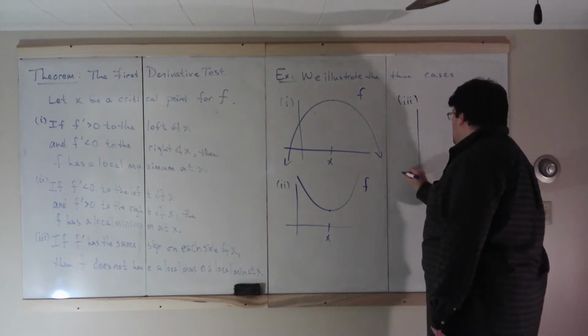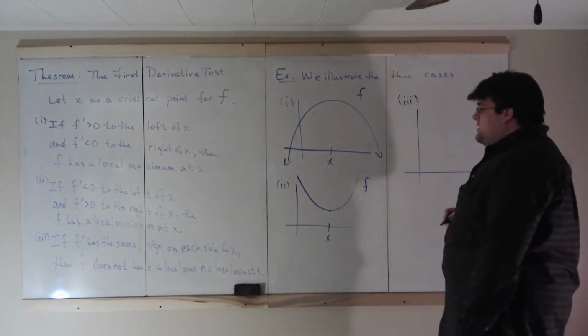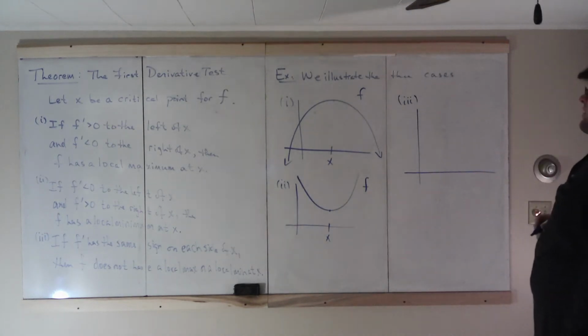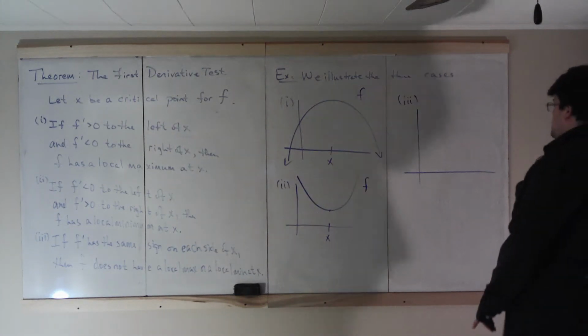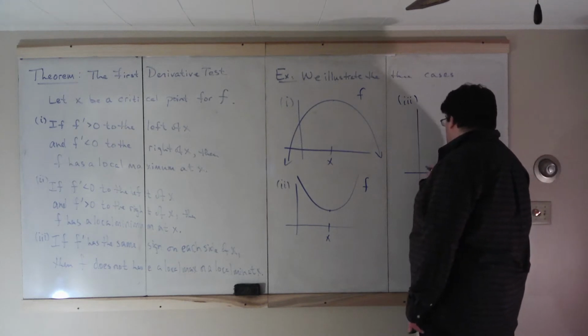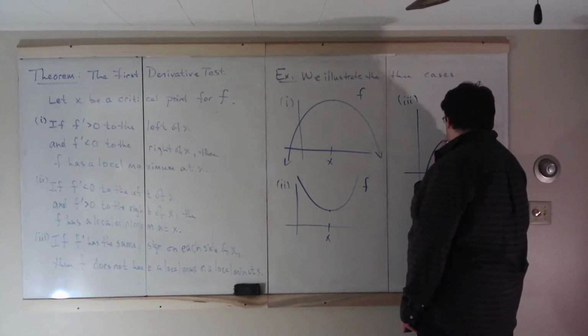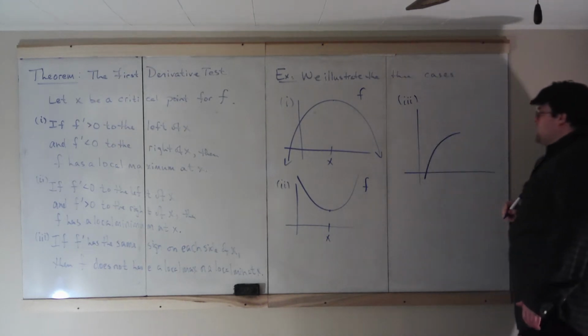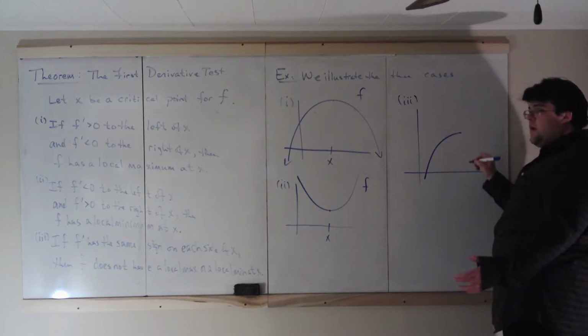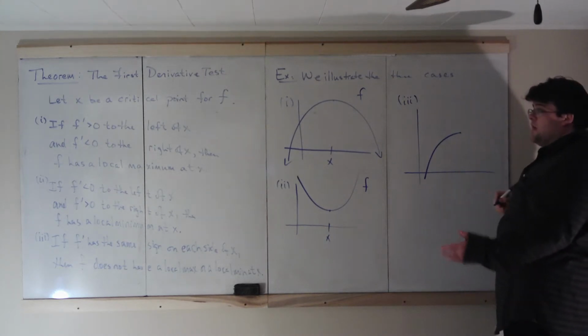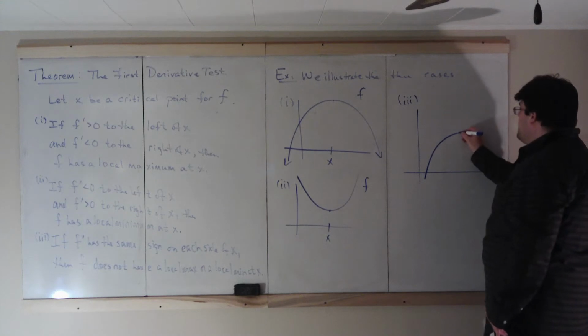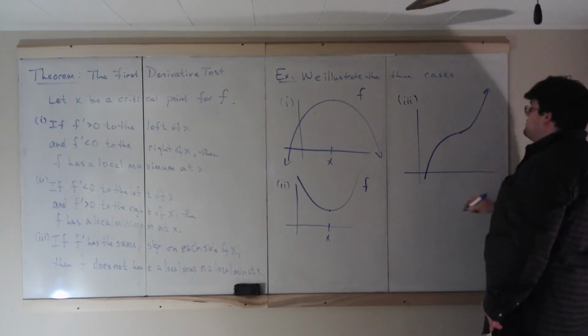Well, f prime has the same sign on each side of x, but x is still a critical point. The derivative is still 0 at x. What could that look like? Well, it could look something like this, where we're increasing until we get to x. We flatten out to give us our horizontal tangent for a critical point, but then it continues to increase afterwards.